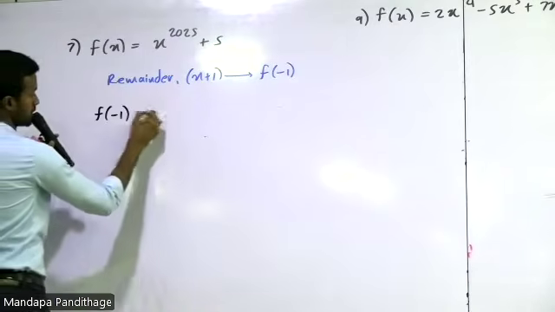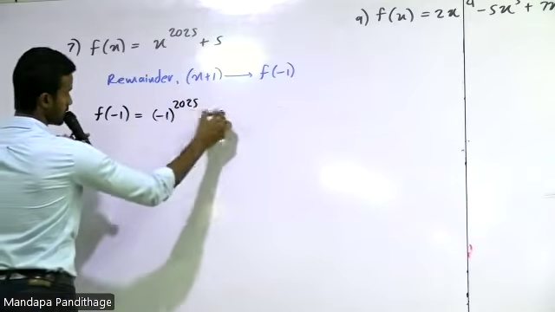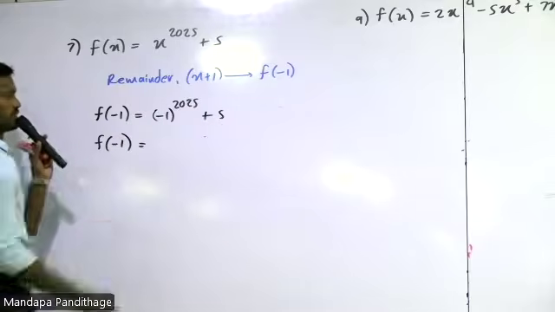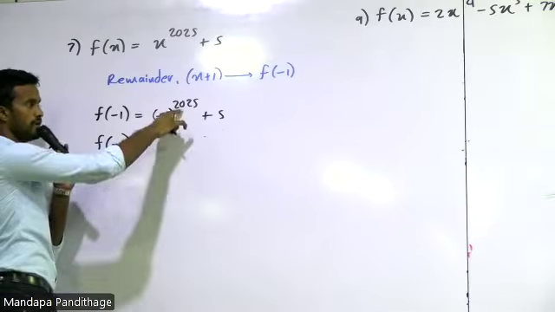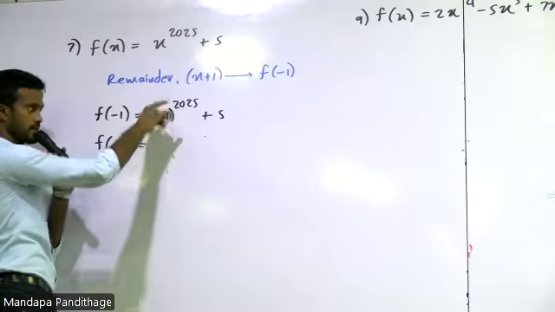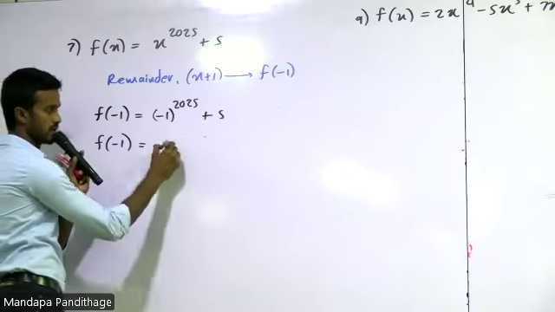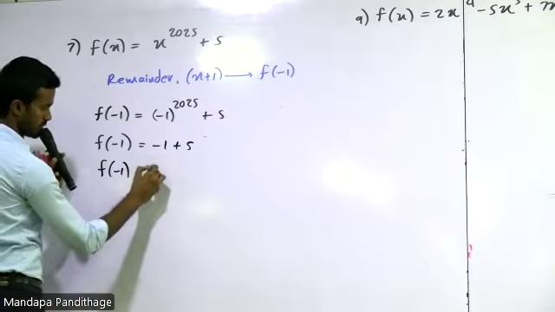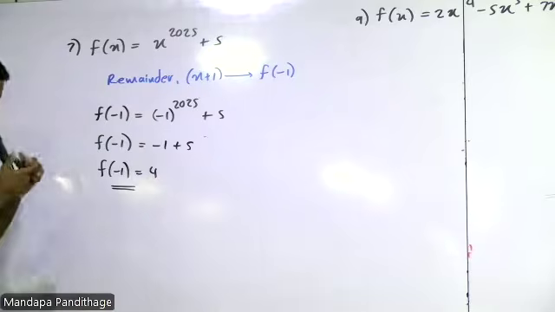F minus 1 is equal to minus 1 to the power 2025 plus 5. We consider whether the power is even or odd, because we know an odd power of a minus is minus. So it's minus 1 plus 5. So f minus 1 is equal to 4. So in question number 7, the remainder is 4.